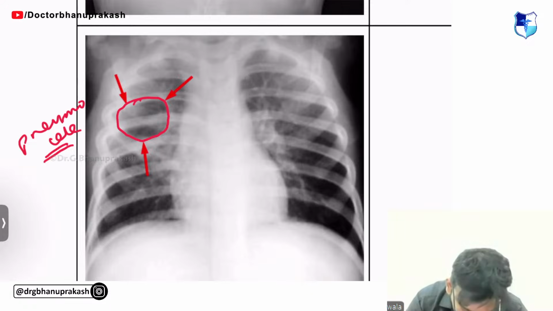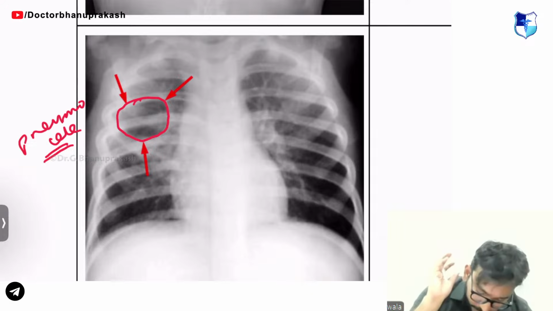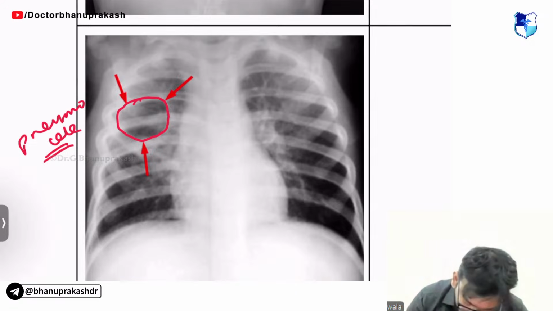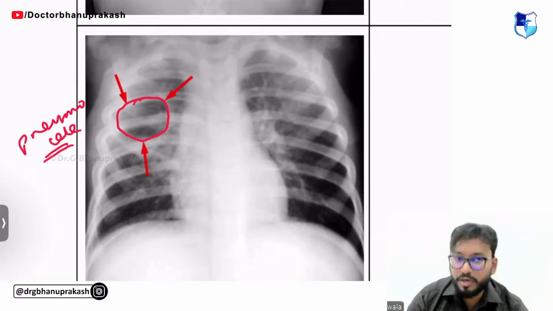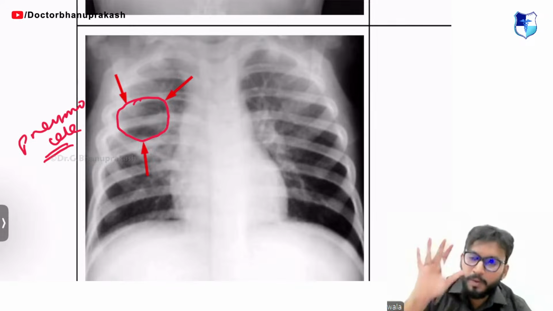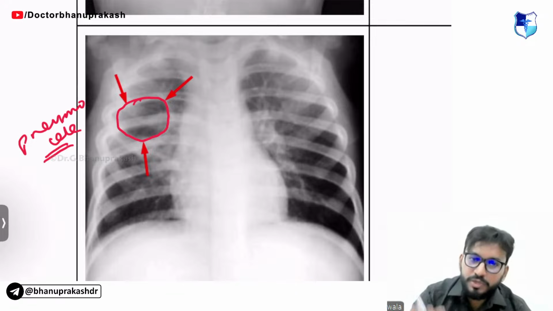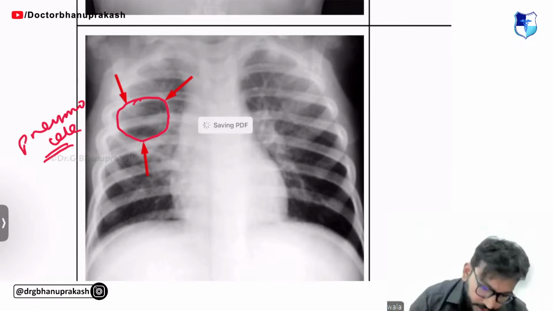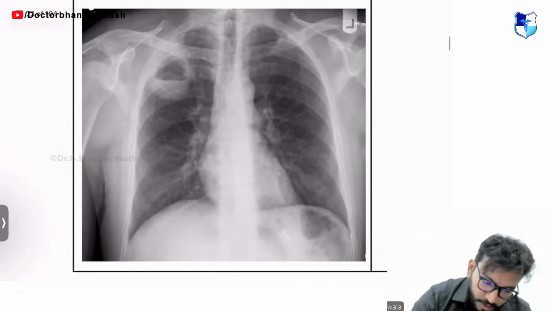Which organism? It is not TB. No, no. In TB, there is a proper cavity. Yes, the first correct answer is Staphylococcus aureus. Staph aureus pneumonia will give you pneumatocele. Pneumatocele is nothing but an air-filled cavity. Simple. Okay, moving on.